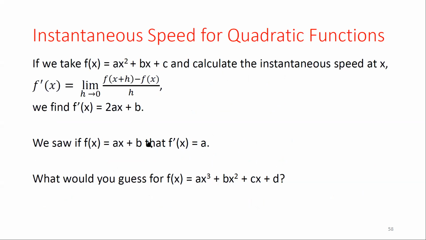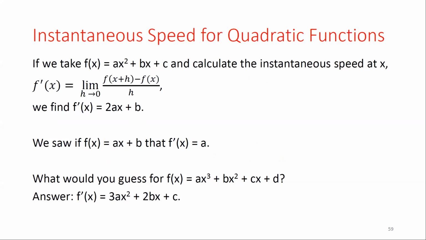And you correctly guessed that if we had a cubic, ax cubed plus bx squared plus cx plus d, it would be 3ax squared plus 2bx plus c. What if I gave you x to the 4? What do you think that would be? 4ax to the third. 4x to the third.